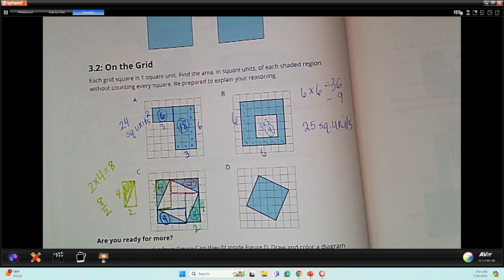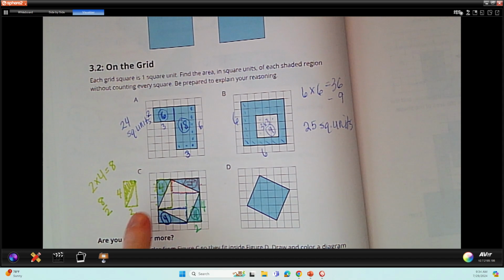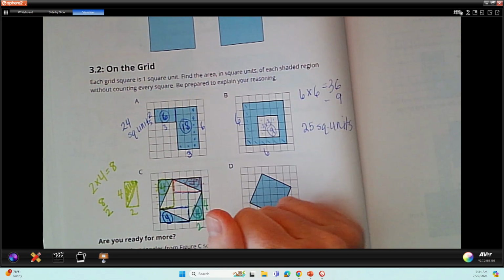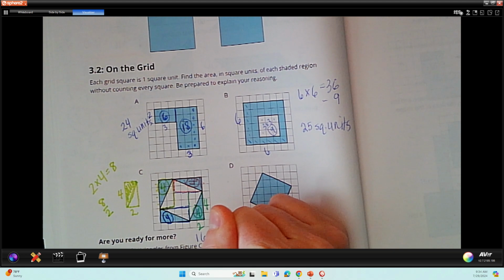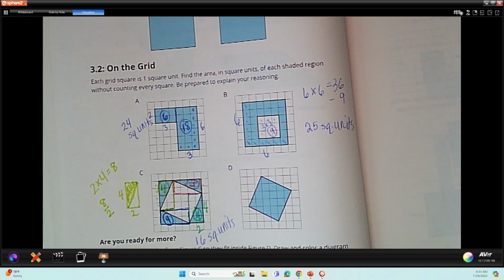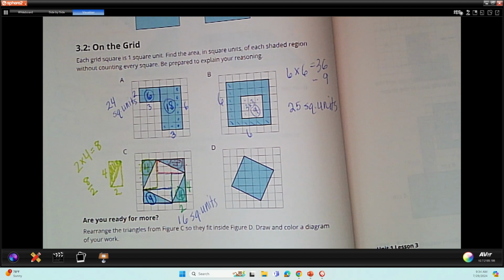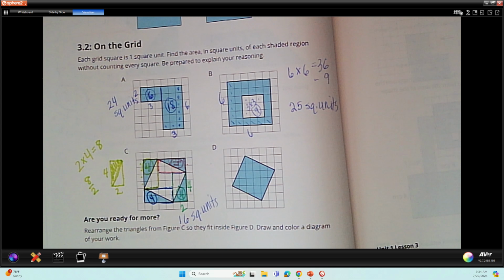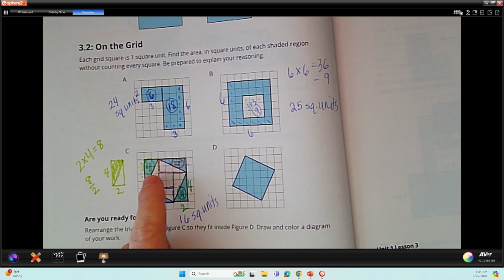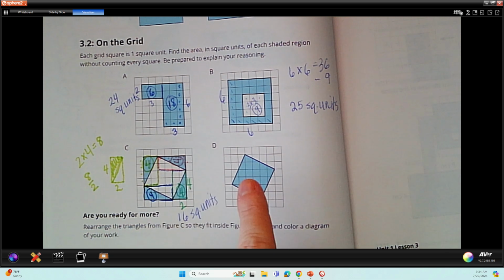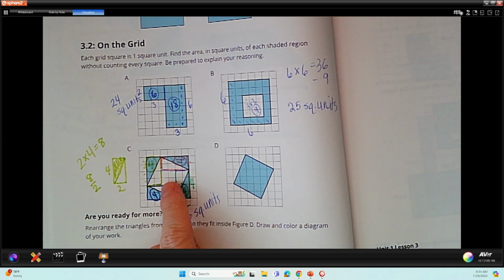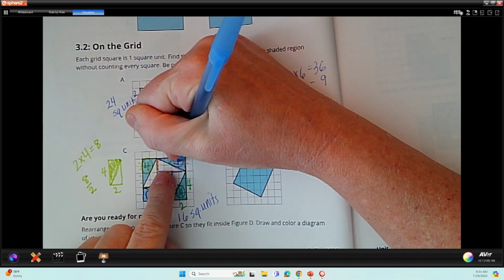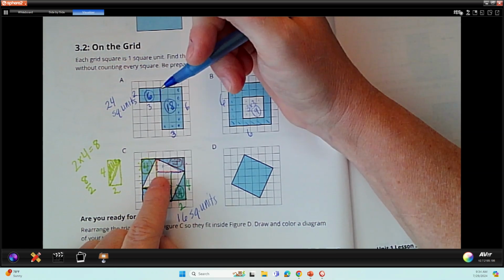Okay, so let's add them all up. We've got 4 groups of 4, which would be 16. 4 plus 4 plus 4 plus 4. So that blue area would be 16 square units. Now, what's the deal with this one? This one is a little tricky. I'm not going to lie. So let's use what we did here to see if we can find the inside shape. Well, look, if the rectangle on the outside is 4, that means inside is 4, right?